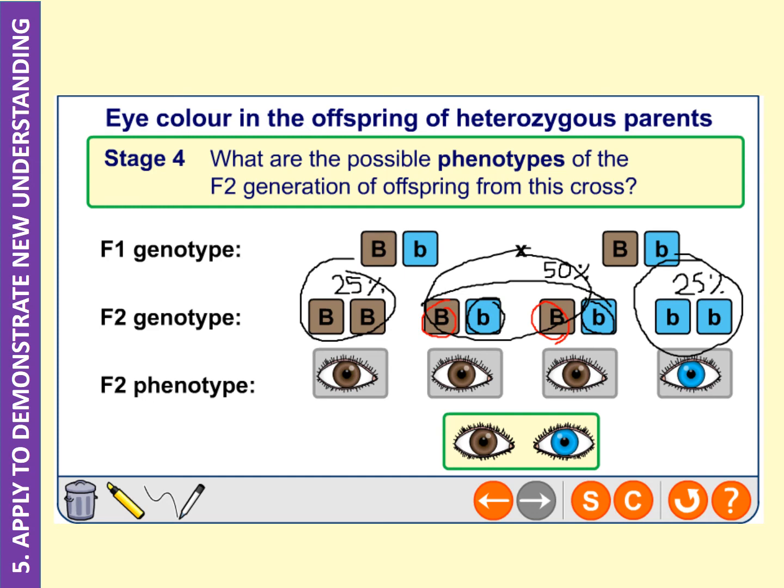Now, what that means is, because for most people, you're not going to know whether or not you're in this middle category or in this category, that means that 75% are going to have brown eyes, and they're probably not going to know if they are the 25% that are in this category or the 50% that are in this category.